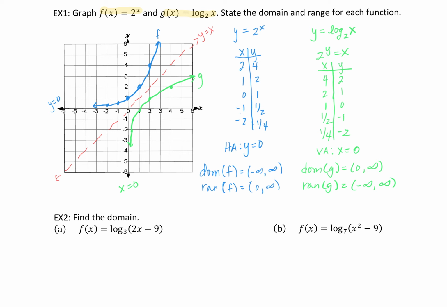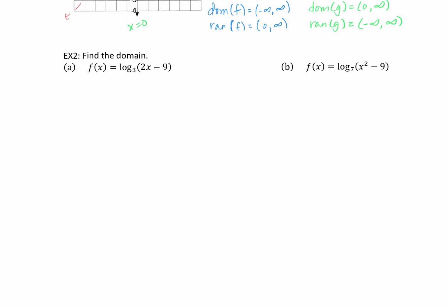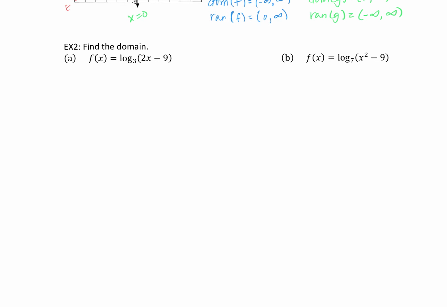So now that we know that the log function is a function, we need to talk about the domain. The argument has to be positive. It cannot be negative or 0. So it's very simple. If you have a log function, to find the domain, all you have to do is set the argument. So in example 2a, the argument is 2x minus 9. All I have to do is set that strictly greater than 0. So the argument can never be negative, can never be 0, always has to be positive.